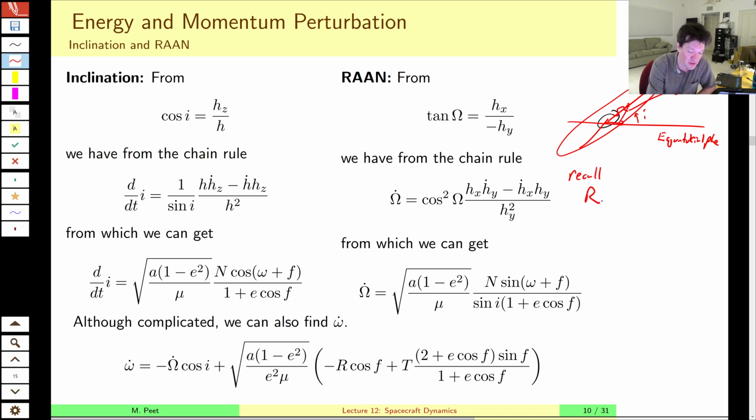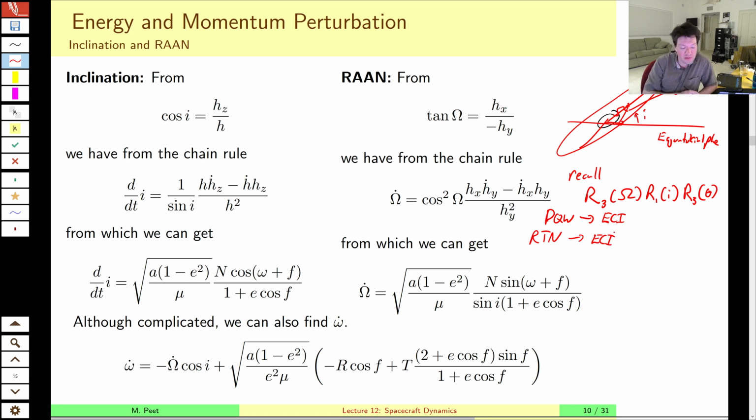That rotation matrix, I think it was R3, I want to say omega, R1, I. So there's three rotations, and then R3, which is theta, which is sort of omega plus f. So from PQW to ECI coordinate systems, right? Yeah, so we're pretty much doing the same thing, RTN to ECI.